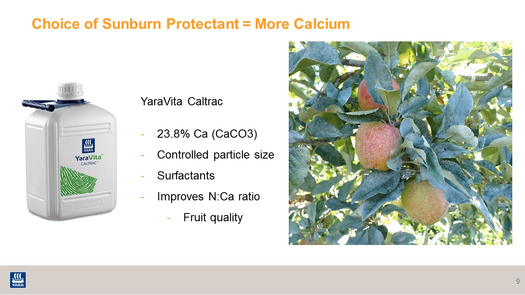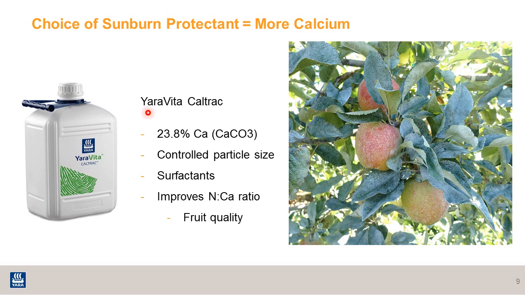Now, not all calcium carbonate products are created equal. At Yara, we have the Yara Vita Caltrac, which is a 23.8% calcium product. It is a formulated product with the right type of adjuvants to help with the absorption of the calcium into the fruit. It has a controlled particle size, which means that we have particle sizes that are smaller, that are readily available and going into the fruit, as well as particle sizes that are slightly larger that will hang around longer for a slower absorption for an extended period of time.